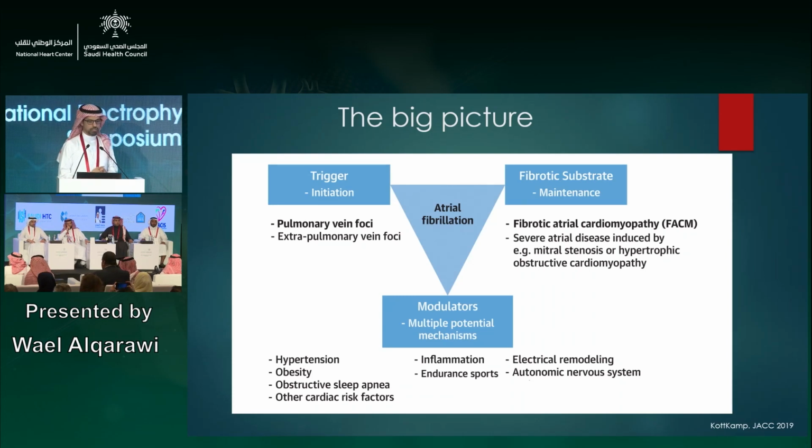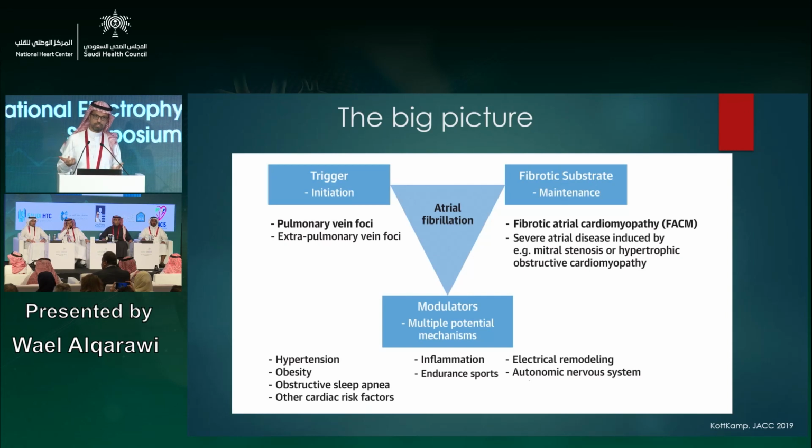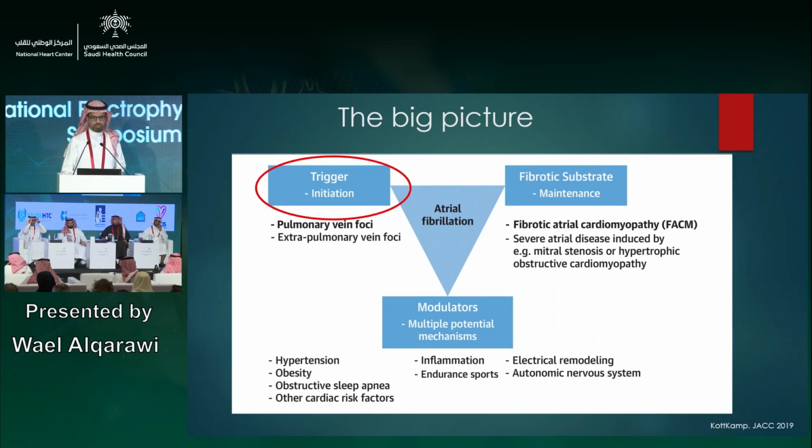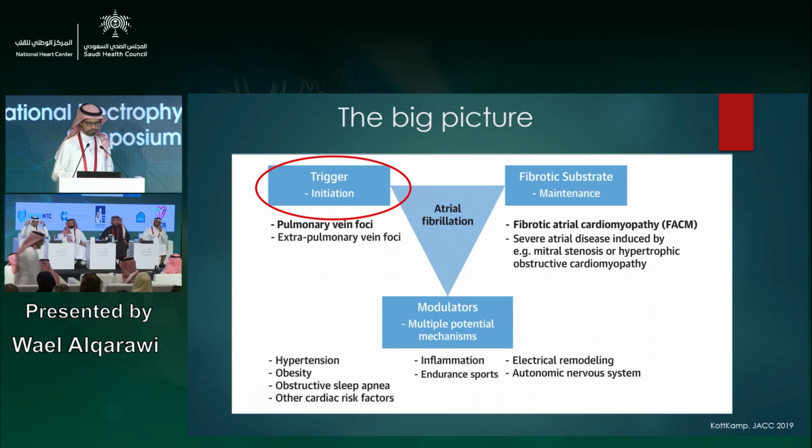However, the current understanding is that there are probably three components of AF that are important in the pathophysiology of atrial fibrillation. There are the triggers that initiate atrial fibrillation. This could be pulmonary veins or extrapulmonary veins. There are the substrate that maintain atrial fibrillation, and then there are modulators that interact with both the triggers and the substrate. What I will try to do in the coming 15 minutes or so is to discuss each one of these components with specific focus on targets for ablation.